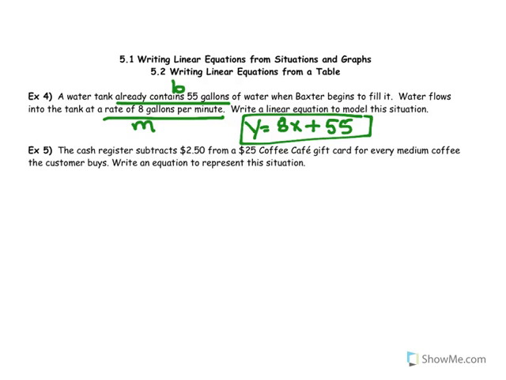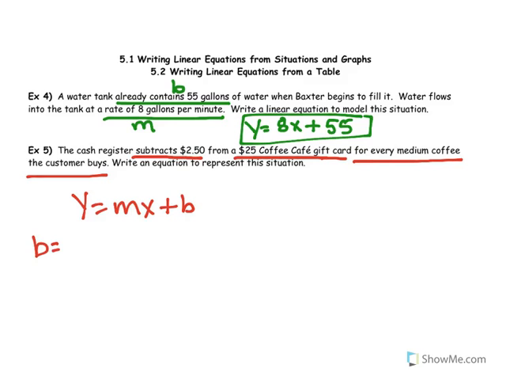Need to write an equation to represent this situation. Okay, so I'm going back and looking. I know that it subtracts $2.50 for every medium coffee the customer buys. Then I have a $25 coffee gift card. Now, I'm thinking about the information and where would it fit in my equation y equals mx plus b? Well, b, I know has to be the amount that stays the same, or that is my initial value. I began with $25 on that card. Okay, so the coffee cafe gift card had $25 to begin with.